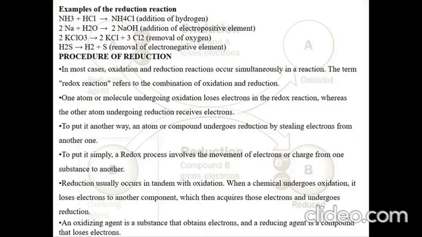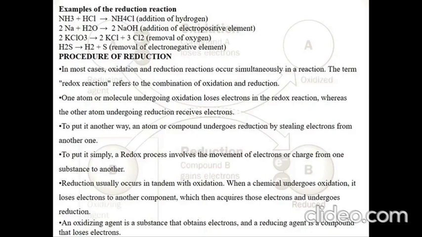In most cases, oxidation and reduction reactions occur simultaneously in a reaction. The term redox reaction refers to the combination of oxidation and reduction. In redox reactions, one atom or molecule undergoes oxidation and loses electrons, whereas the other atom undergoes reduction and receives electrons.